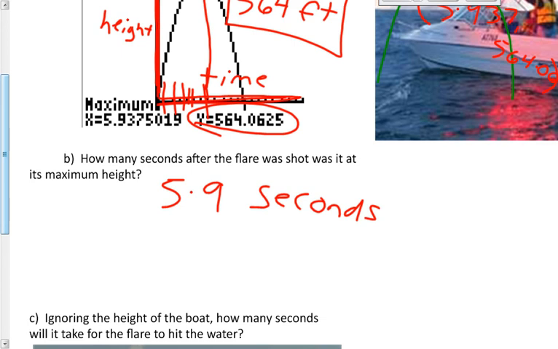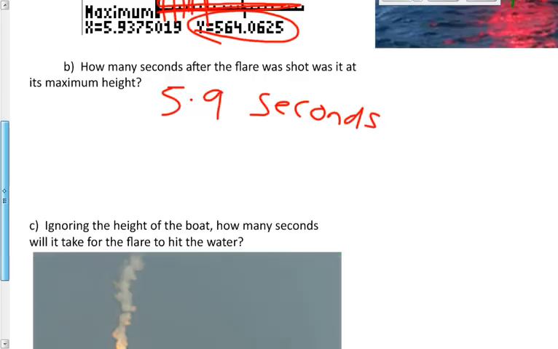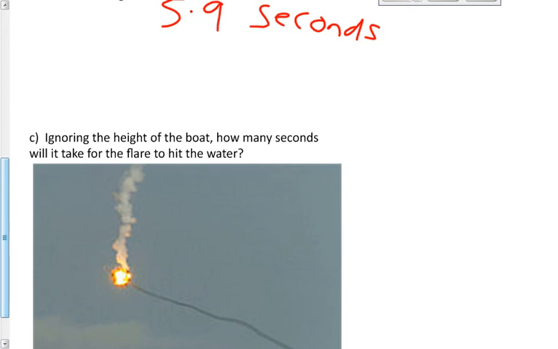And now our third one. It says, ignoring the height of the boat, how many seconds will it take for the flare to hit the water? So you know it takes about 6 seconds for it to get to its highest point. And now once it's at its highest point, how many seconds will it take to hit the water? So overall, from when it's shot to when it gets to the water again, how many seconds does that take?